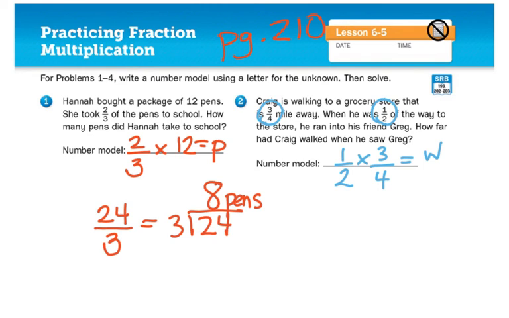I'm going to go ahead and multiply straight across. 1 times 3 is 3. 2 times 4 is 8. He was 3/8 of a mile into his walk.